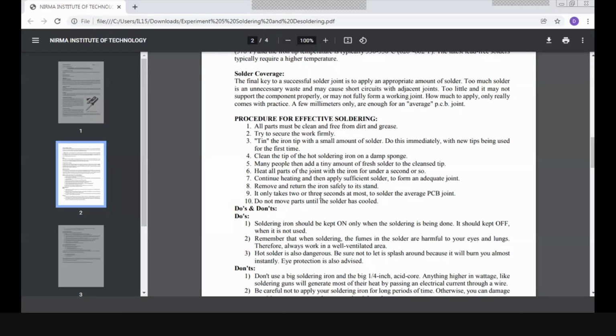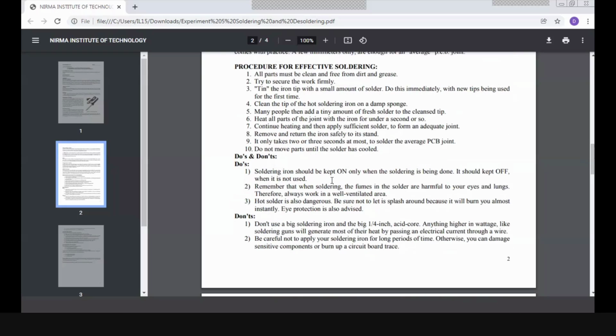So continue heating and then apply sufficient solder to form an adequate joint. Remove and return the iron safely to its stand. It only takes 2 or 3 seconds at most to solder the average PCB joint. Do not move parts until the solder has cooled.